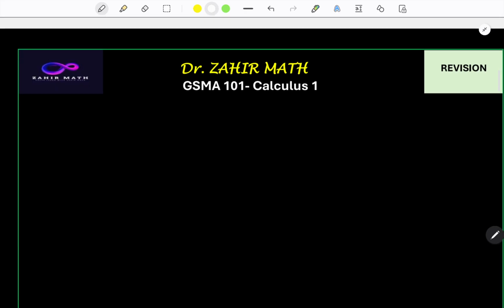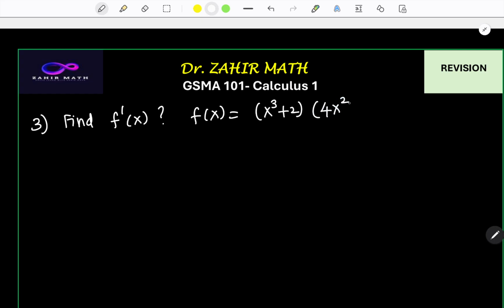Next I'm going to use product rule. So question number 3, right? Find the derivative or find f dash of x where f of x is equal to x cube plus 2, 4x square minus x plus 5. Or I'll give you some simple number 5, right? Find f dash of x, where f of x equals x cube plus 2, 4x square minus x plus 5.